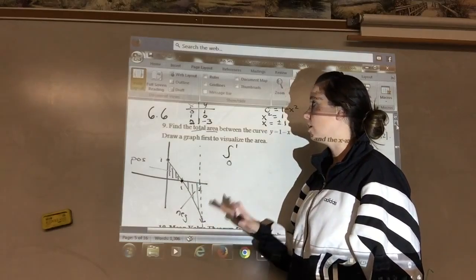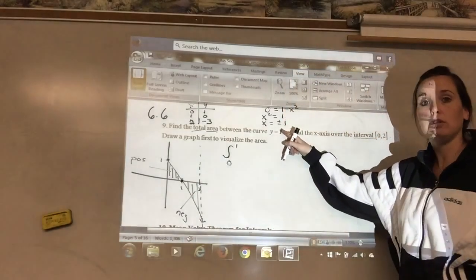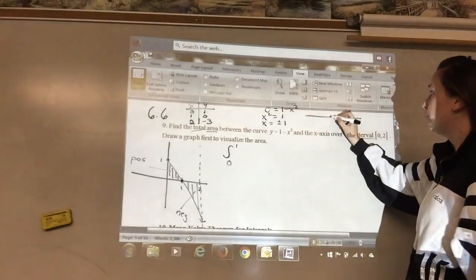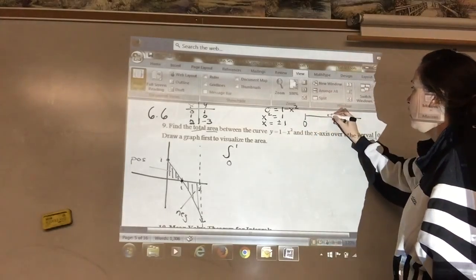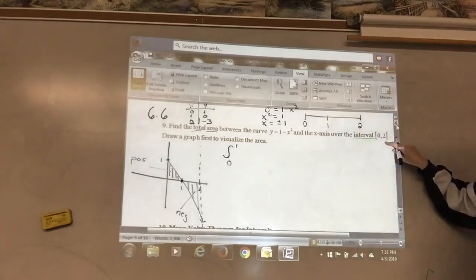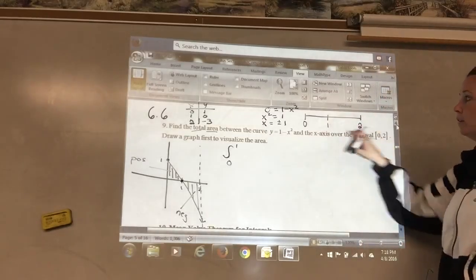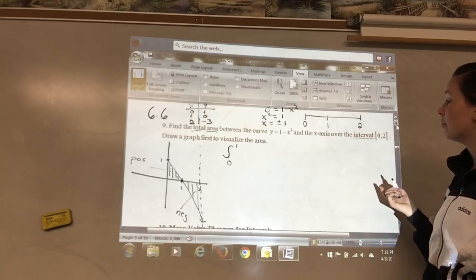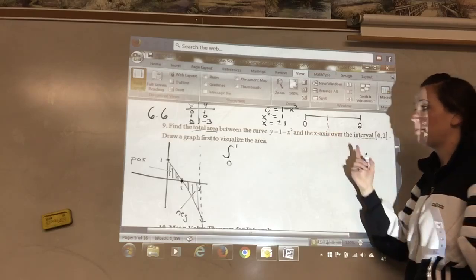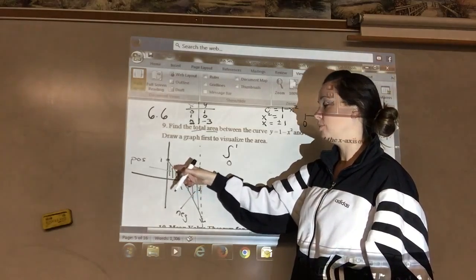So if you can't draw a picture, you should certainly be able to do the algebraic approach by finding the x-intercept, putting your 0 here, your x-intercept here, and your upper bound here. Okay, so there's your lower and upper bound. And then just taking numbers and subbing that in. So something from 0 to 1. In my picture, you can see above, I should be getting a positive.